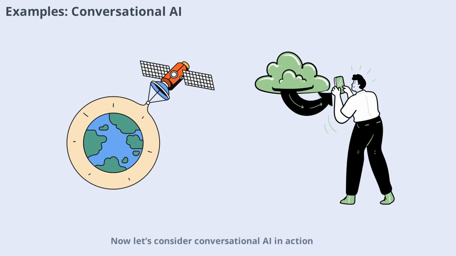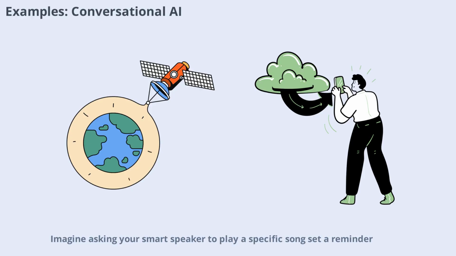Now let's consider conversational AI in action. Imagine asking your smart speaker to play a specific song, set a reminder, or answer a trivia question, or chatting with a customer service bot that helps you track an order or resolve an issue. These experiences feel more like talking to a person than using a machine.